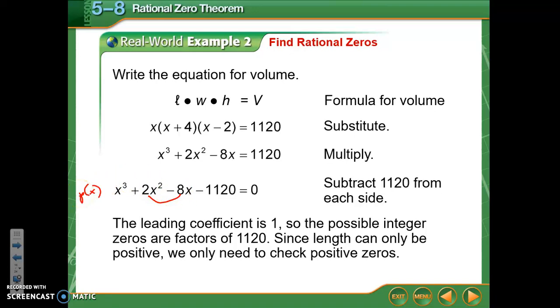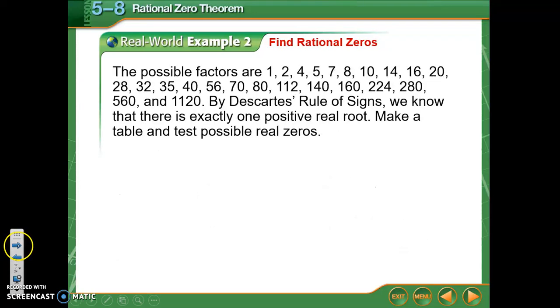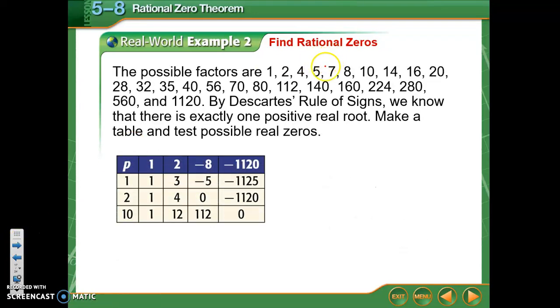I do p of x, right? When x is plugged in, I have one sign change. So that means that there's one positive real zero, right? And here, notice they didn't put the positives and negatives. Why? Because I'm doing a real life situation and the negative zeros would not make sense, right? So we're going to start testing.